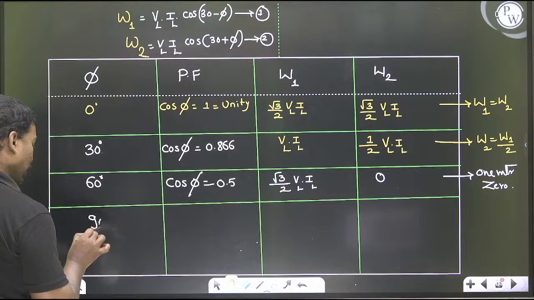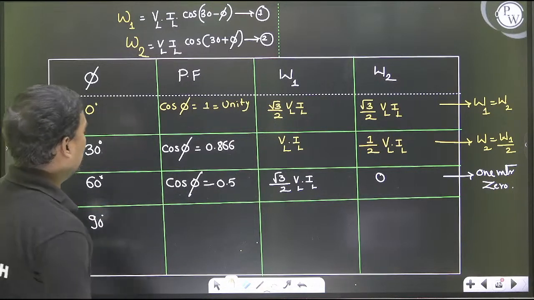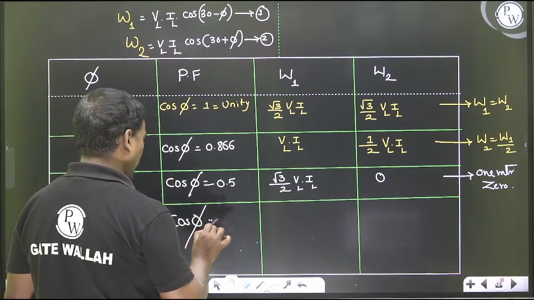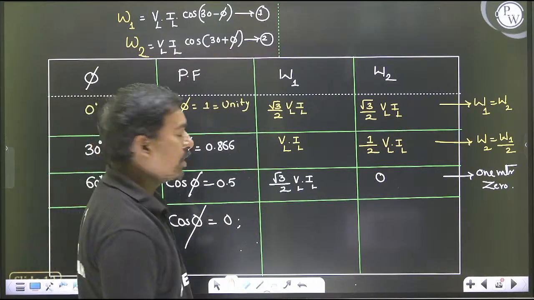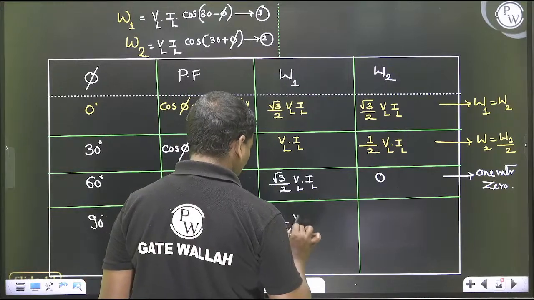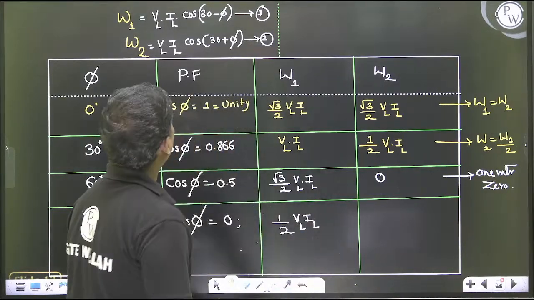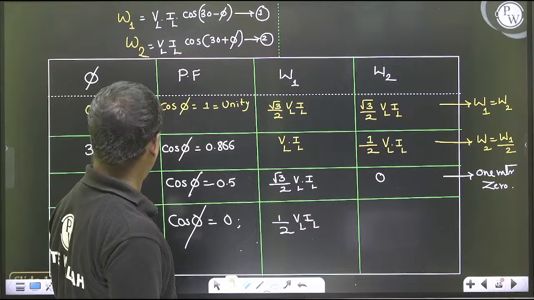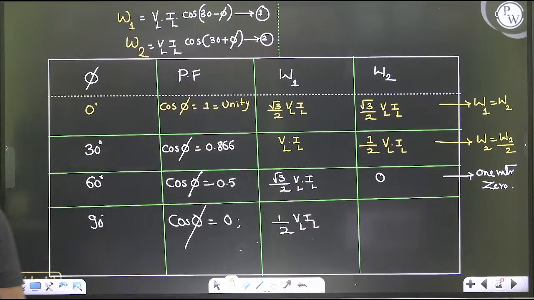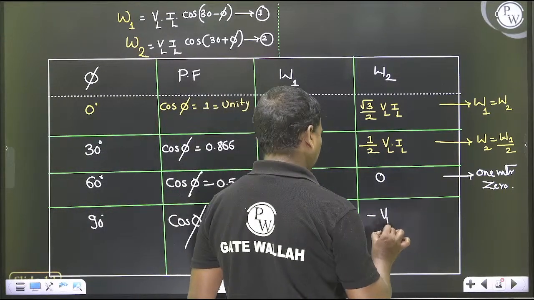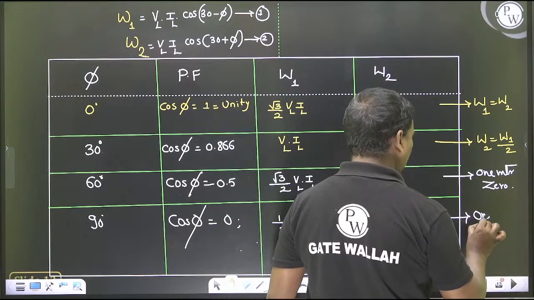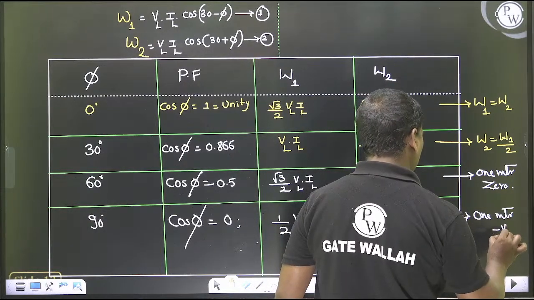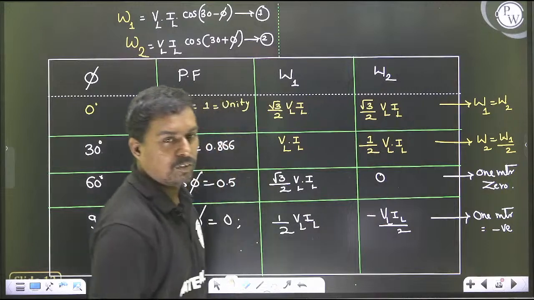So this is 90 degrees now. If you substitute 90, cos 90 is 0. Then 30 minus 90, cos of minus 60, cos 60, that means 1/2 VLIL. And 30 plus 60, that is 90, no, so cos 120. Cos 120 means minus sin, yes or no? So this will be minus. So one meter will be negative. Okay, so note it down.